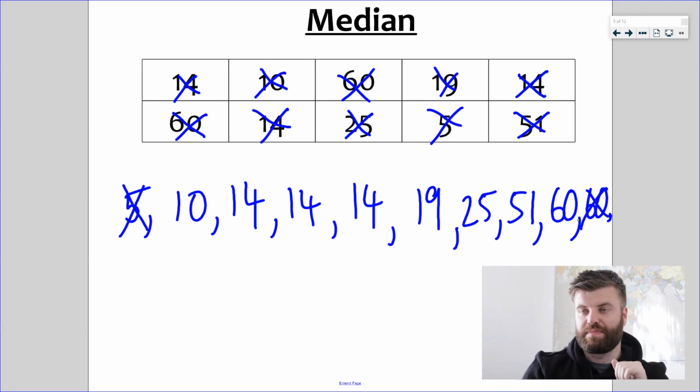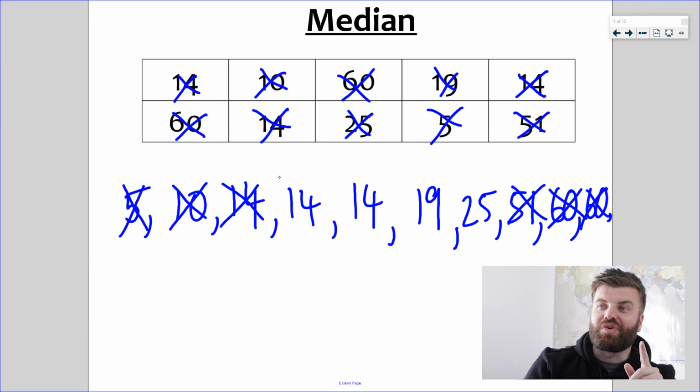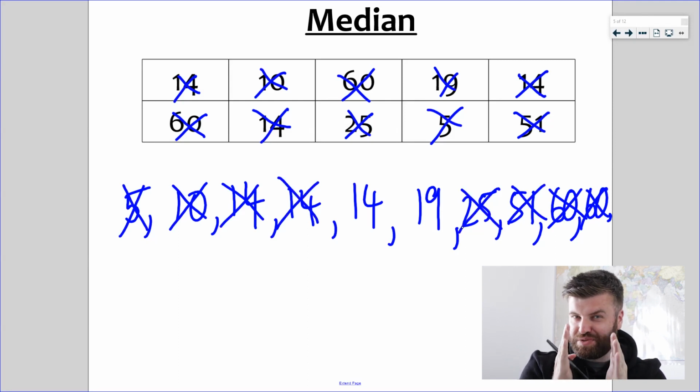I'm going to make my way into the middle. Cross out the 10 and the 60. Cross out a 14 and a 51. Cross out a 14 and a 25. And now we're left with 2.